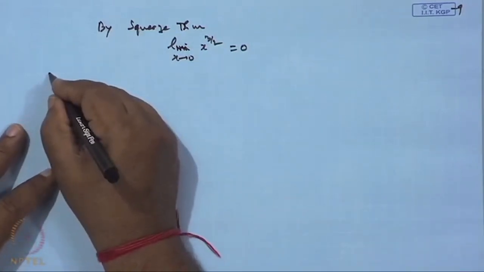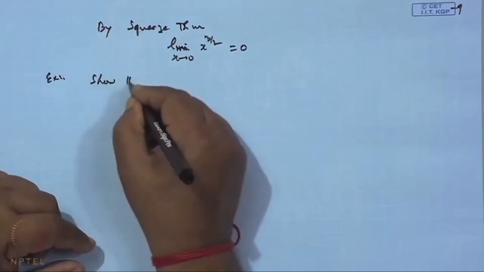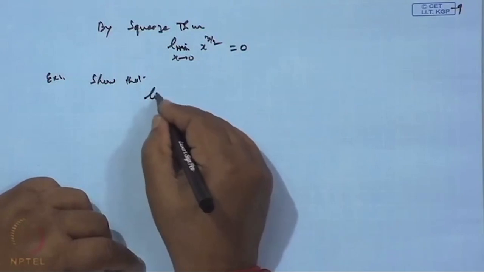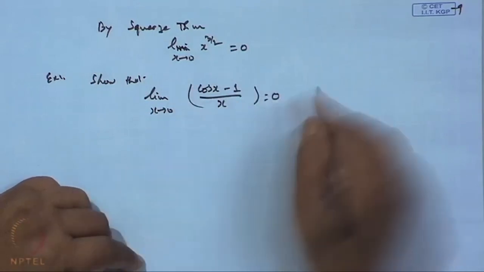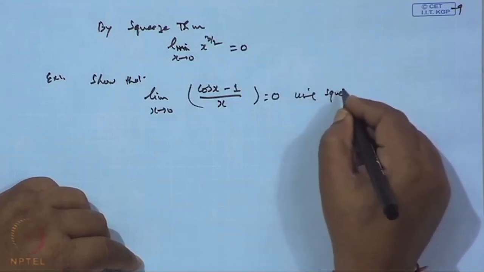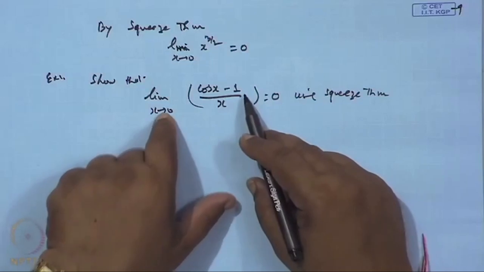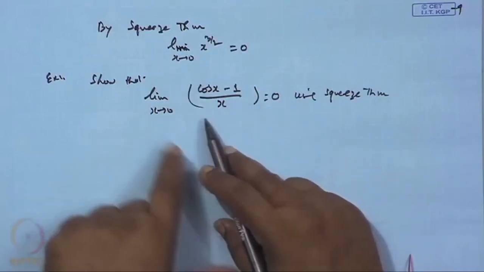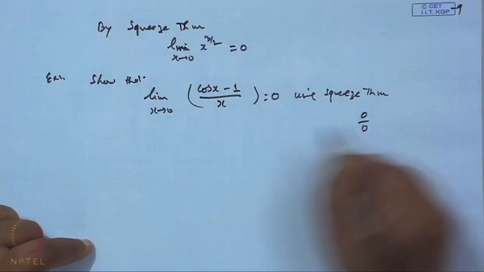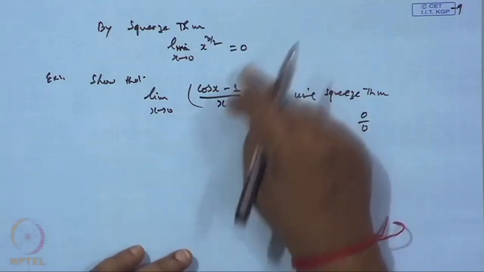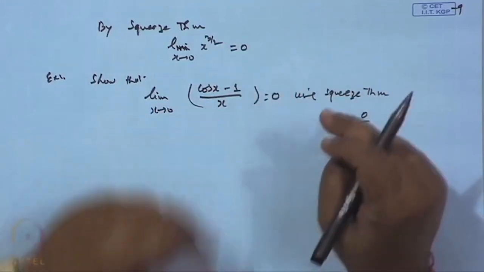Similarly, second example, suppose I say prove that the limit as x tends to 0 of (cosine x minus 1) by x is 0 using the squeeze theorem. Now, here we cannot use that p(x) by q(x) form. Why? Because q(x) is 0, p(x) is also 0. So, basically when you substitute x is 0, then it comes out to be the 0 over 0 form. So, we cannot apply the earlier result that limit of f(x) is L, limit of g(x) is M, then limit of f by g is L by M. This we cannot use. So, let us use the squeeze theorem.